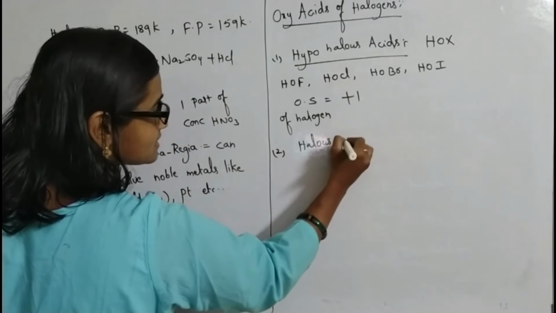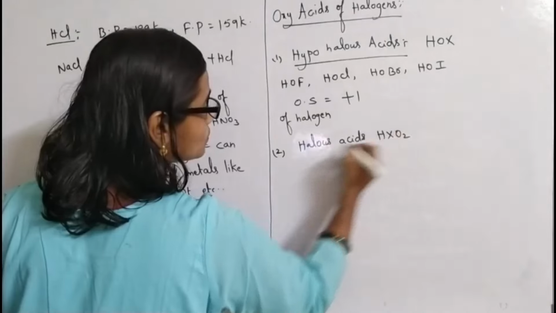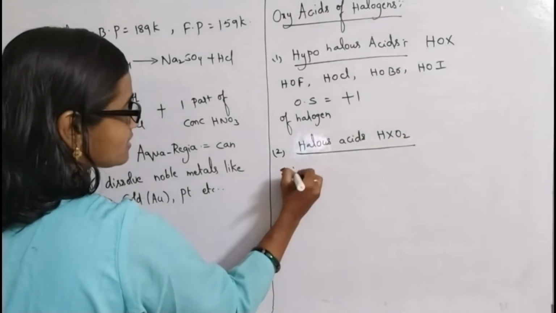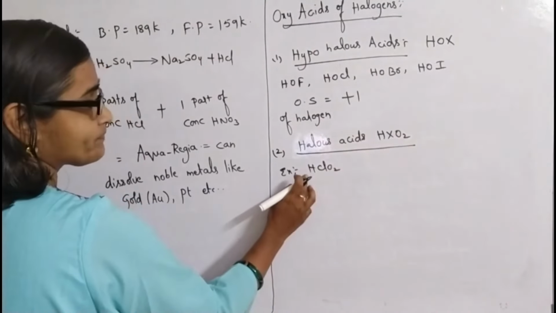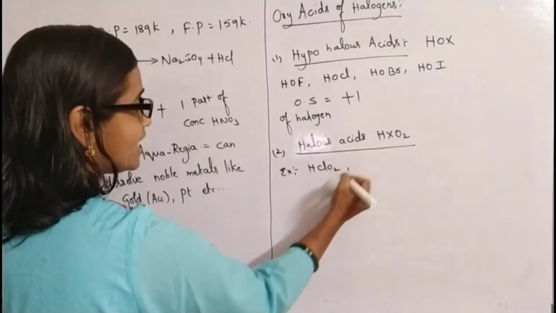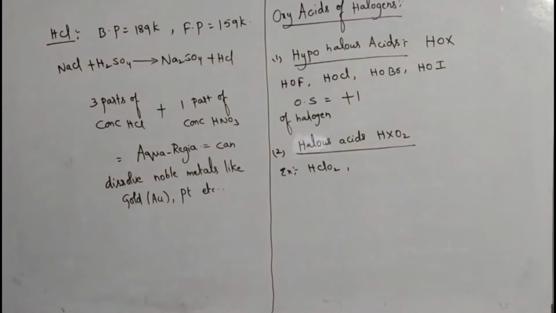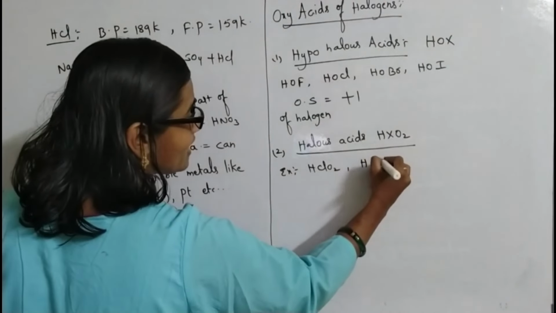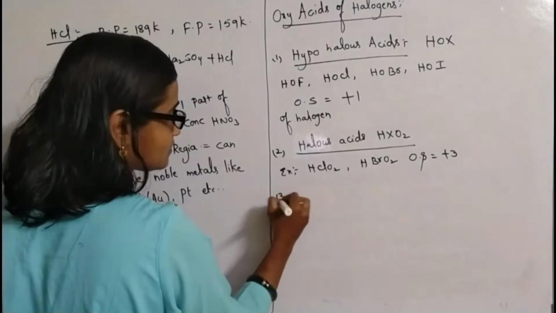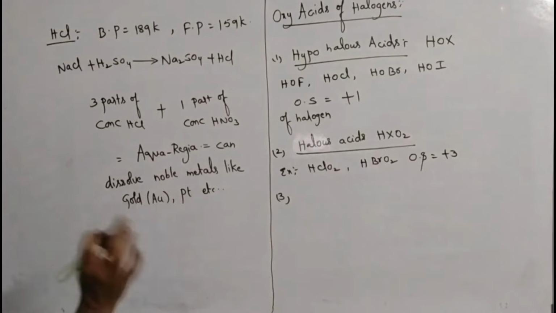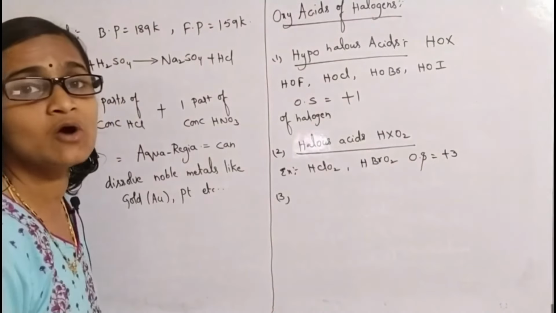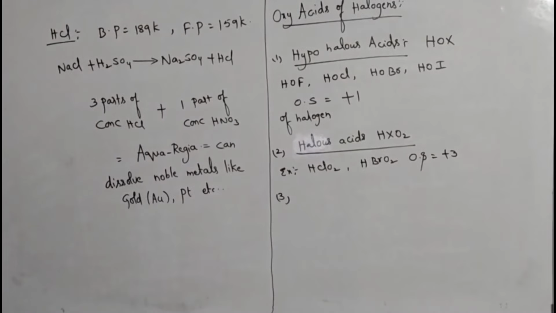Next we go for the second type, halous acids, with general formula HXO2. Examples are HClO2, chlorous acid, and HBrO2, bromous acid. In these, the oxidation state of the halogen is +3. Next we go for halic acids.